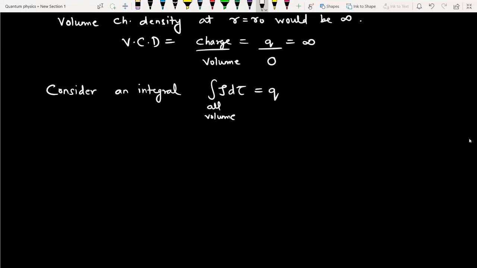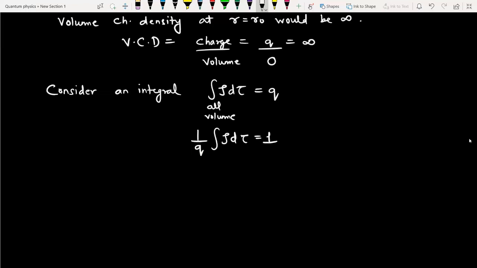You take a very, very small volume d tau and you integrate the charge density over this small d tau, over the entire volume. The answer would be equal to the charge q. Now, 1 over q times the integration of rho d tau would be 1.